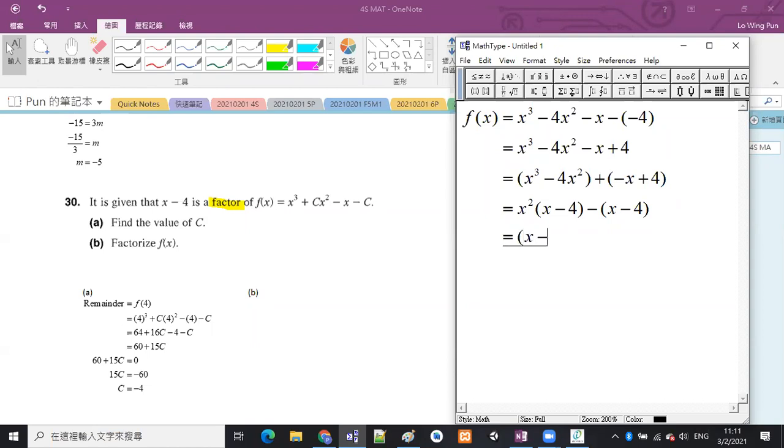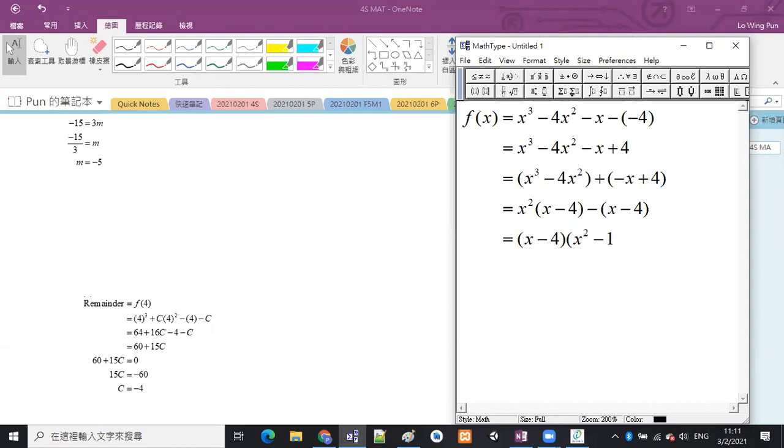Okay, and then take out the second layer. It should be (x minus 4) times (x squared minus 1). Okay, and don't forget to further factorize the x squared minus 1. So it should be (x minus 4) times (x plus 1)(x minus 1). Okay, using the identity of a squared minus b squared to be (a plus b) times (a minus b). So f(x) is completely factorized now. Okay, and that is the answer.